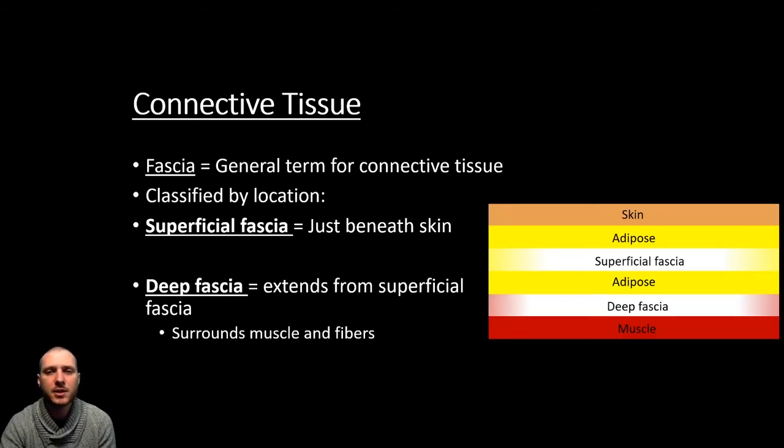Whereas when we talk about deep fascia, this is going to be the fascia that exists below the superficial fascia. So the fascia that encompasses the muscles or is just above the muscles. When we talked about the endomysium, the perimysium, and the epimysium, these were examples of deep fascia. So tendons, ligaments, all deep fascia.